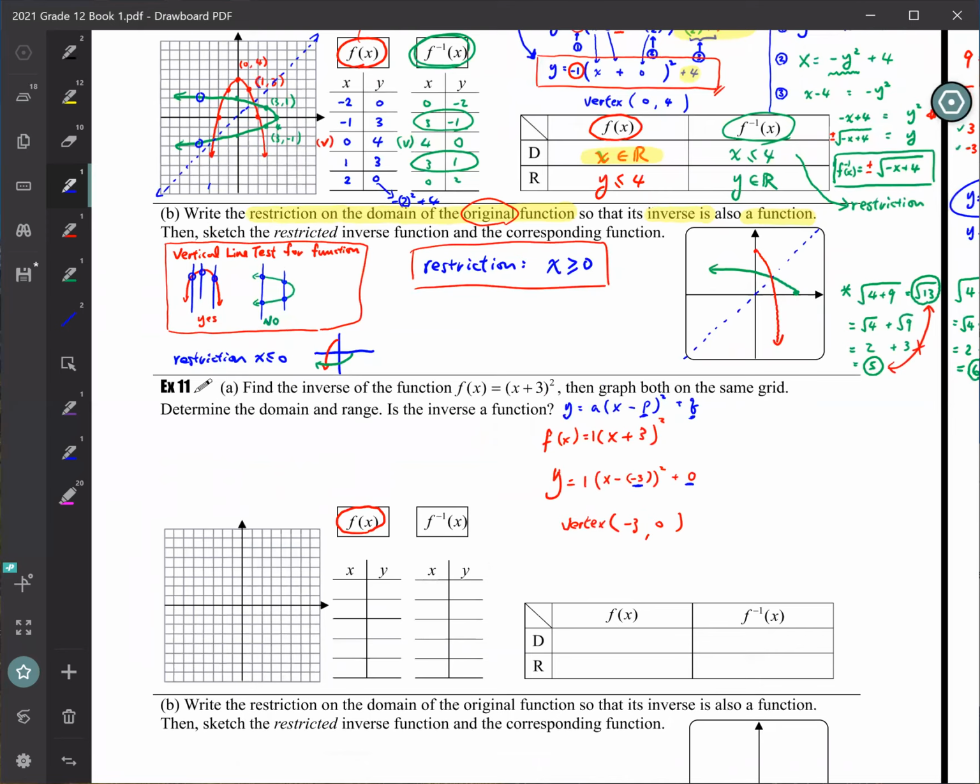And then once you get that, you can start the graph. I'll let you complete the table and the graph. Raise your hand once you finish the parabola for the original, and then we'll do the inverse.